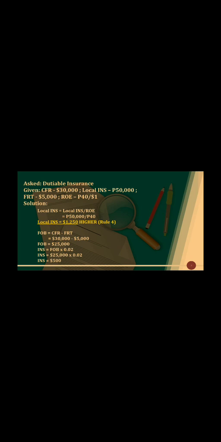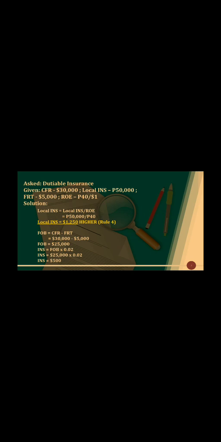Solution. First we need to get the local insurance and next would be the insurance. Whichever is higher of the two would be the dutiable insurance. So local insurance is equal to local insurance times rate of exchange, which is 50,000 pesos divided by 40 pesos. Local insurance is $1,250. And next we need to get the insurance.